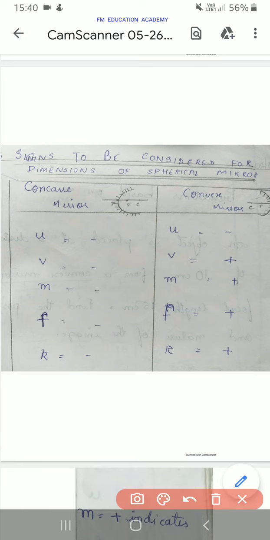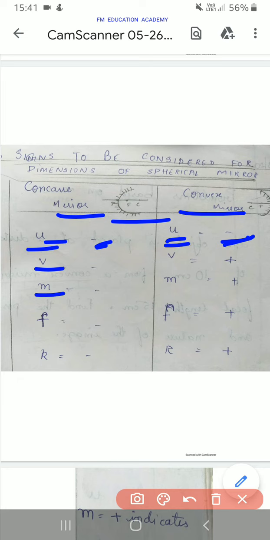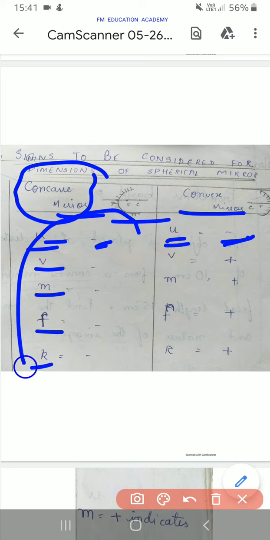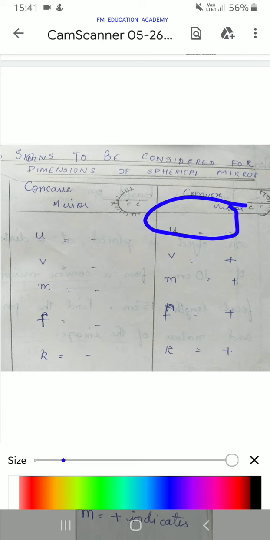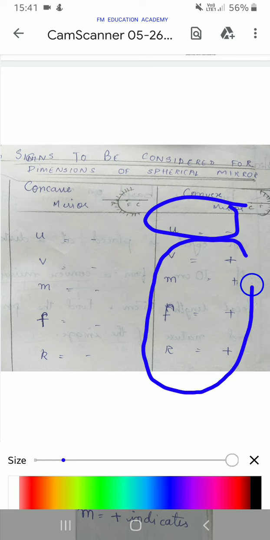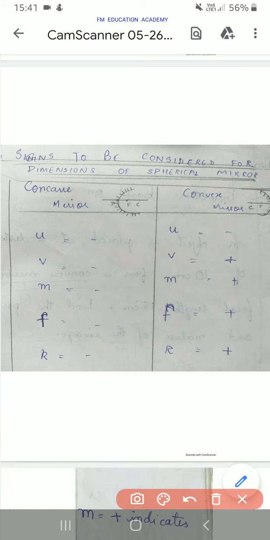So, for a concave mirror, remember, u is called the object distance. For both concave and convex mirrors, the object distance u will be minus. Image distance, magnification, focal length, radius of curvature: for a concave mirror, everything will be minus. Remember like this. And for a convex mirror, object distance will be minus, and image distance, magnification, focal length and radius of curvature will be plus. Take the screenshots whenever you need and learn from it.